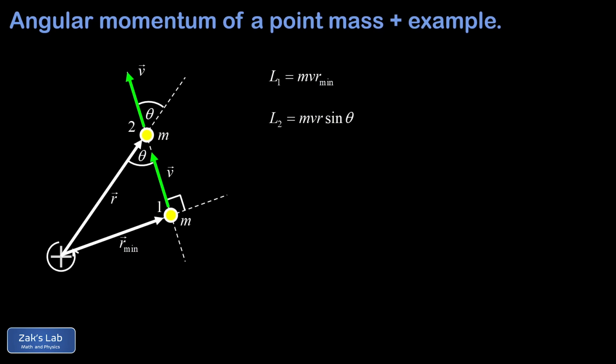But r times the sine of theta has a geometric interpretation, with r being the magnitude of the hypotenuse of this right triangle that we're looking at. R times sine theta is the magnitude of the opposite side to the angle theta, and that's just r min. So we end up with the same value for the angular momentum of this point mass, no matter where we do the calculation. And the main point is that it's often convenient to look at the angular momentum of our point mass at the point of closest approach. In other words, the point where the position vector and the velocity vector are perpendicular to each other. And that's exactly what we're going to do in our example.